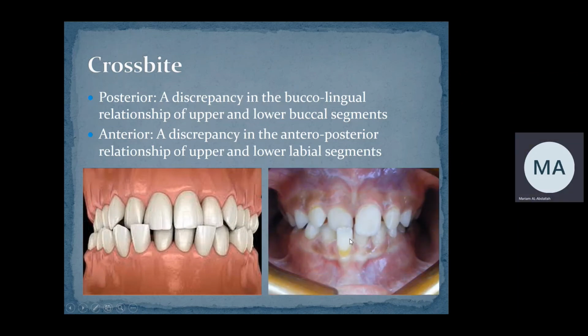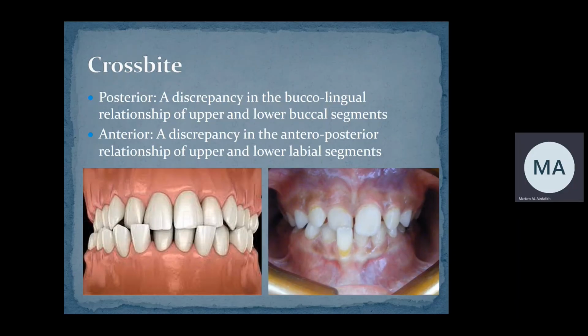Here is another example of anterior crossbite, where the upper right central incisor is in crossbite with the lower right central incisor. So this is anterior crossbite, and the overjet on this incisor is reversed. Okay. Most importantly, we want to talk about the crossbite in the posterior segment.